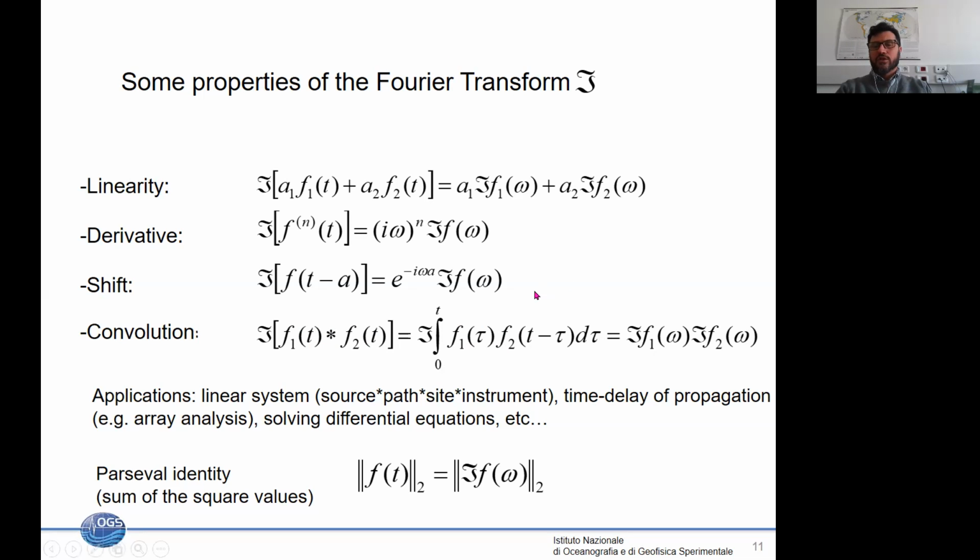So I can calculate first the Fourier transform of the first signal, then the Fourier transform of the second signal, and just multiply them. If I want to see the result of this in the time domain, I can just calculate the inverse transform of this convolution.